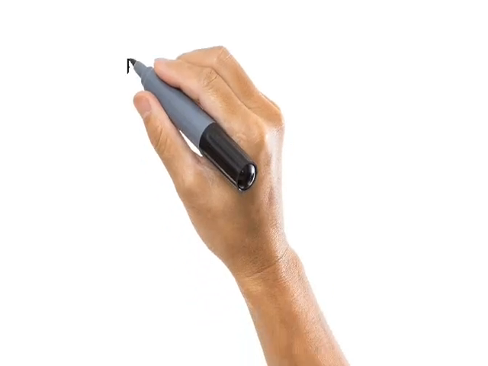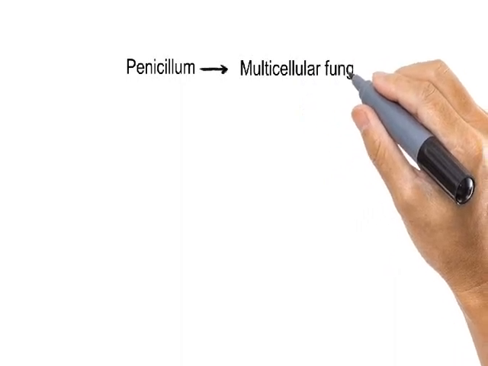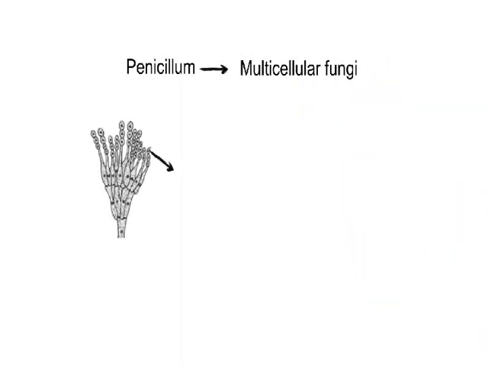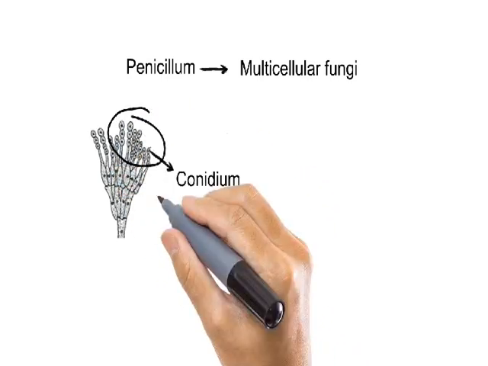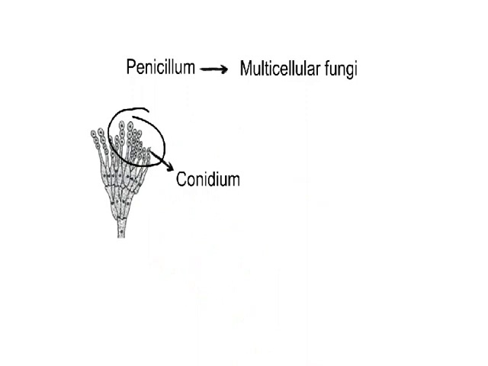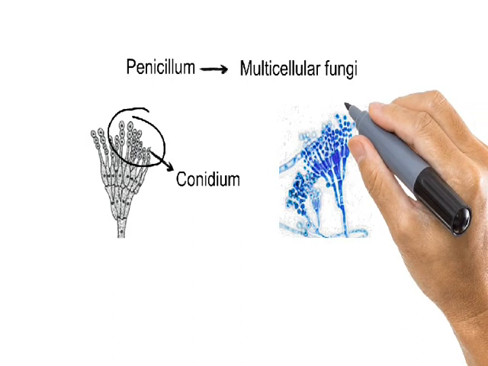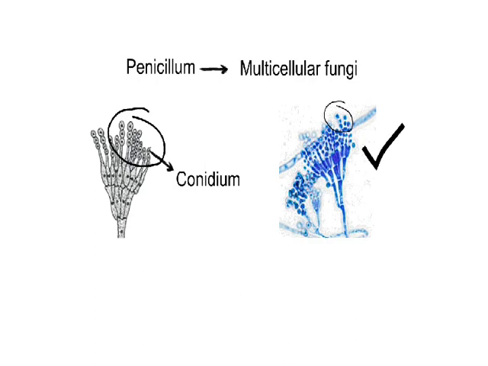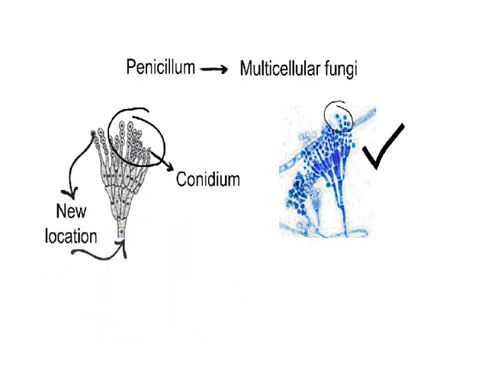Second example is Penicillium. Penicillium is a multicellular fungus. This fungus produces conidia or conidiospores in this particular area. This is the diagrammatic representation of Penicillium. Let me put the actual structure of Penicillium here. So here is the actual microscopic photograph of Penicillium. This particular part is called the conidium, and when this conidium is transferred to a new place, it germinates or is converted into another organism.